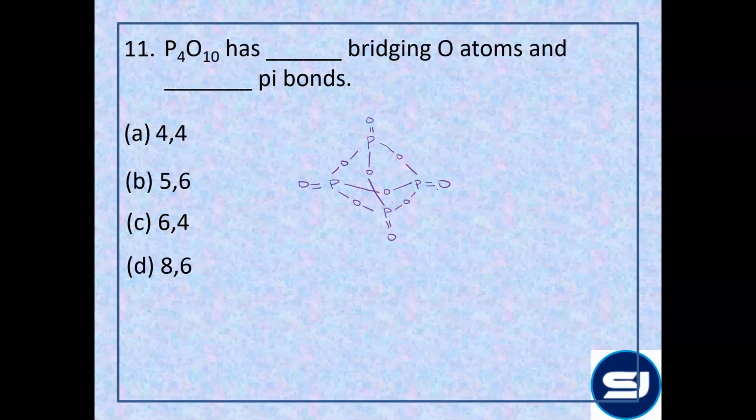And after drawing the structure, you know how many bridging oxygens and how many pi bonds are there. Yes. There are 6 POP bonds and 4 pi bonds.